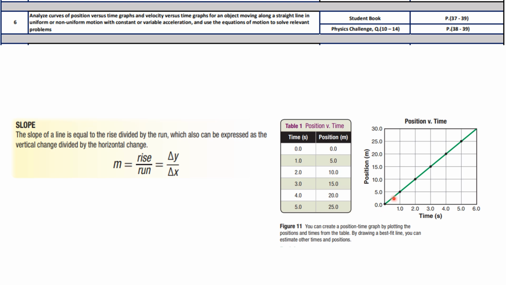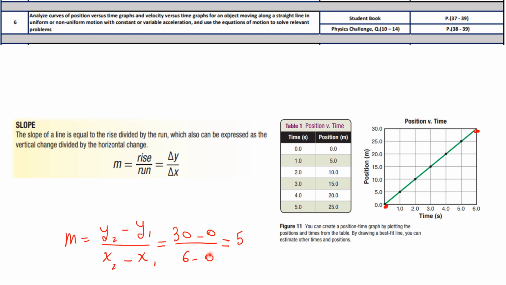Any 2 points on the graph, but for me I choose 0 and the maximum point here. I prefer using 0 because it's easier for the calculus. So it's y2, or y final, minus y initial. So y final, which is 30, minus 0, divided by x final, which is 6, minus 0. So 30 divided by 6 is 5.